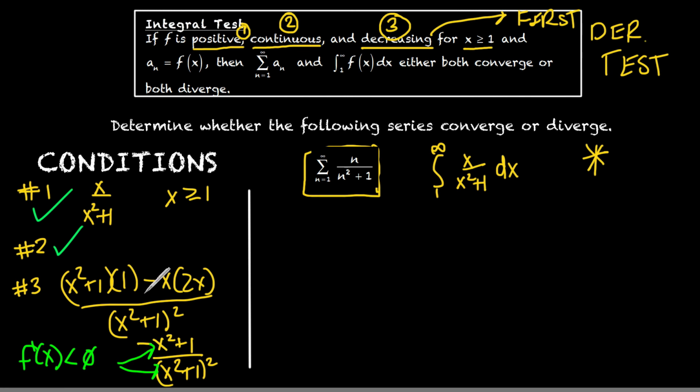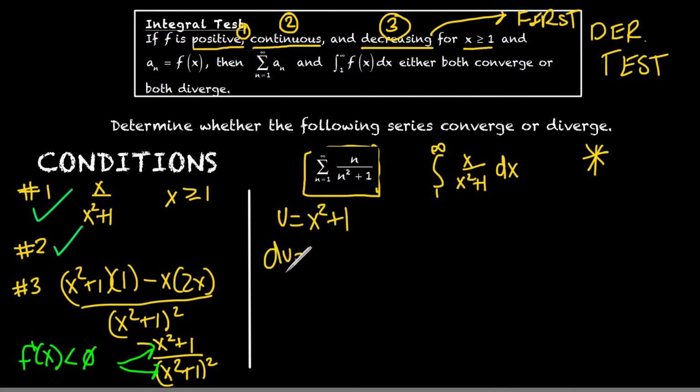So now that we've proven that you can use the integral test, let's go over here and let's actually figure out what this integral is. So we're going to integrate, and we see that we can use a u substitution. So we're going to let u equal x squared plus 1.